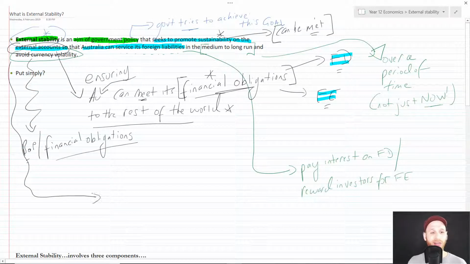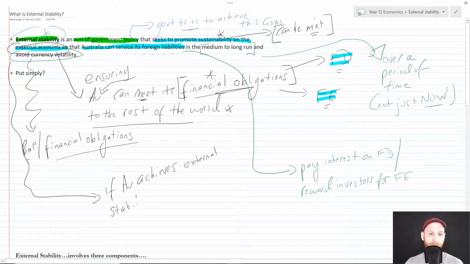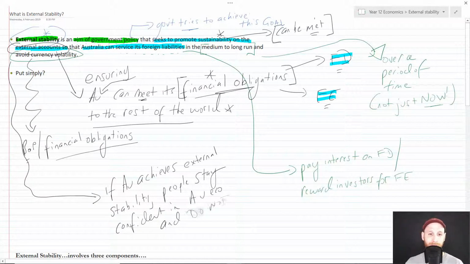So this is the last part of this definition. Basically what it's saying is that if people don't think Australia can repay its debts, they might sell the Australian dollar because they're not confident. Right? So if Australia can remain externally stable, people have confidence in the dollar and the currency doesn't jump around too much. So again, with avoid currency volatility, if Australia achieves external stability, people stay confident in the Australian economy and they do not sell off the Australian dollar. The Australian dollar remains consistent.